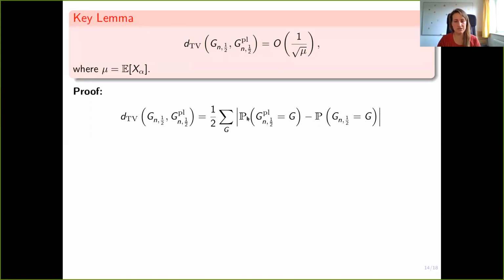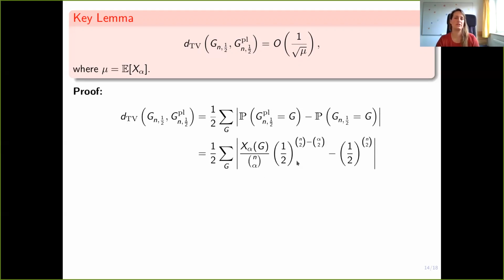And then you look at the absolute difference between the probability that the first random graph model comes out as exactly this particular graph, and the probability that the other random graph model comes out as exactly this graph. So that's just the definition of the total variation distance. Okay, and you can work out these probabilities explicitly.